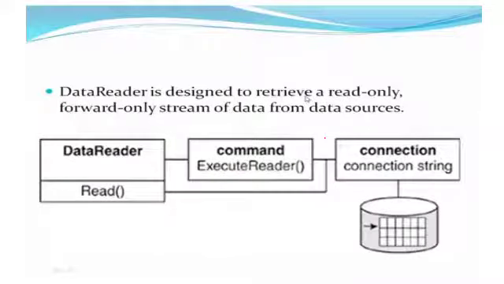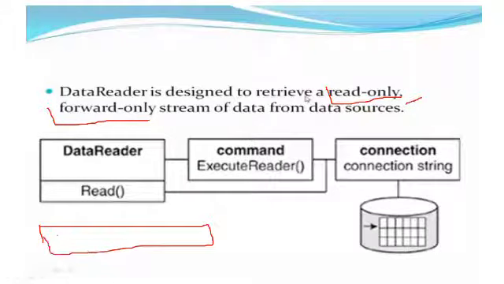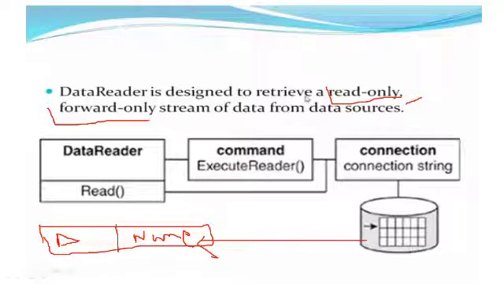Then data reader is designed to retrieve data as read only and forward only. Note it: read only and forward only. You have one tool which requires read only and forward only, like this button. If you have retrieved some names from the database, then you take the data from here and just click on this forward button. So the table always points to the next, and it will show some data here.